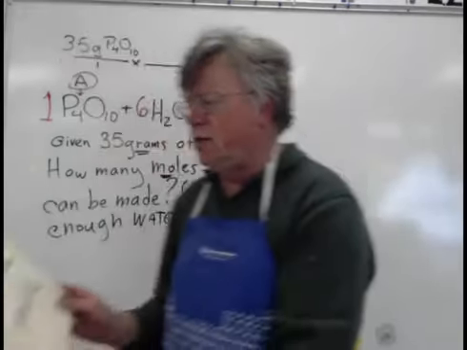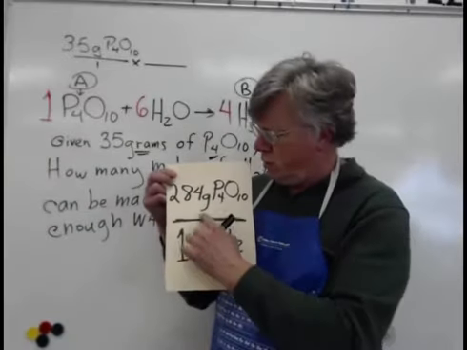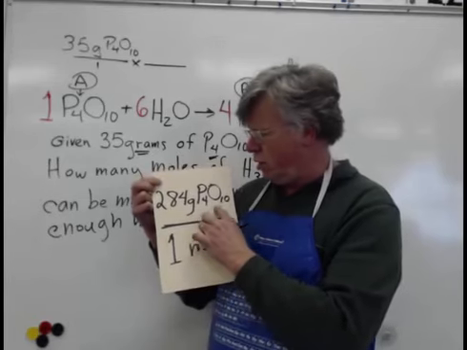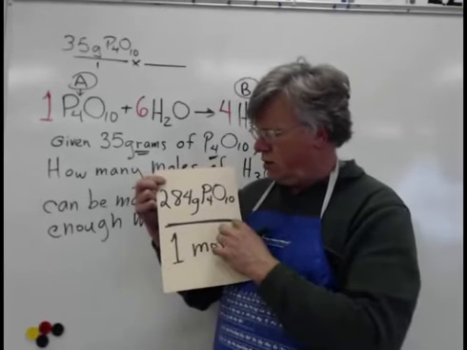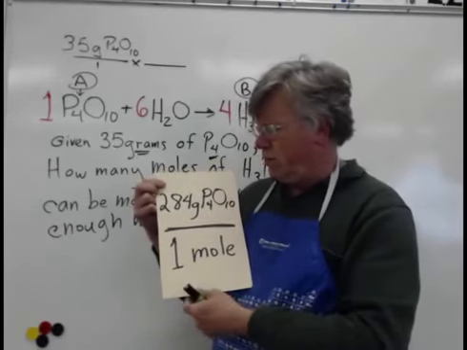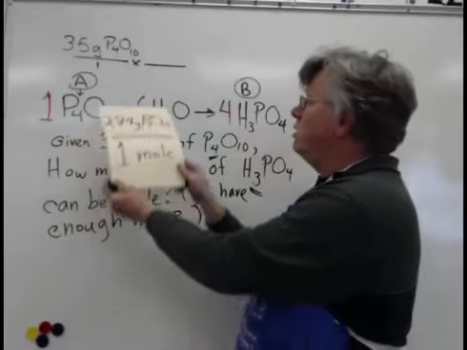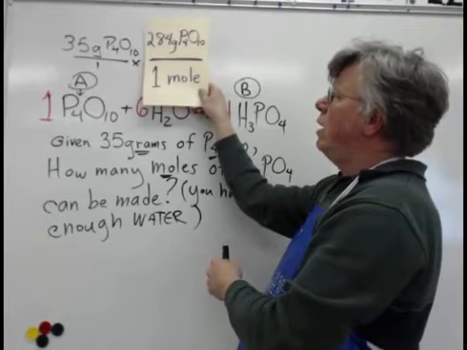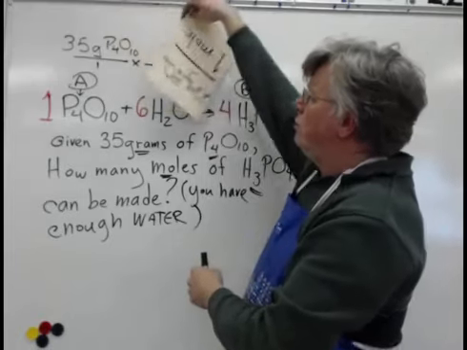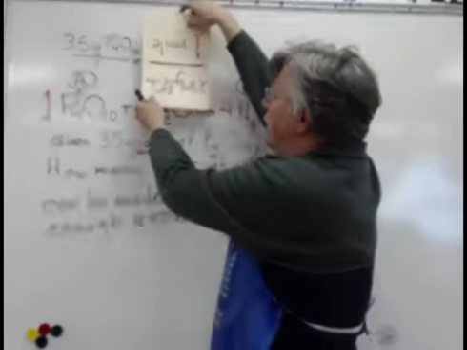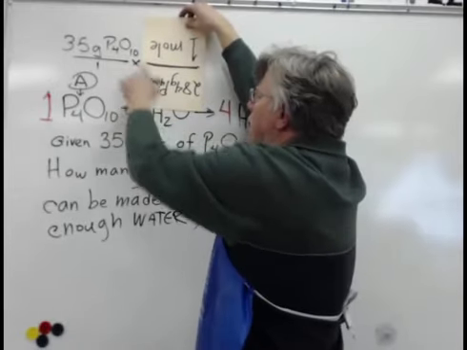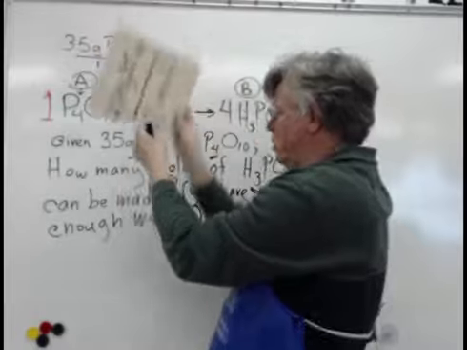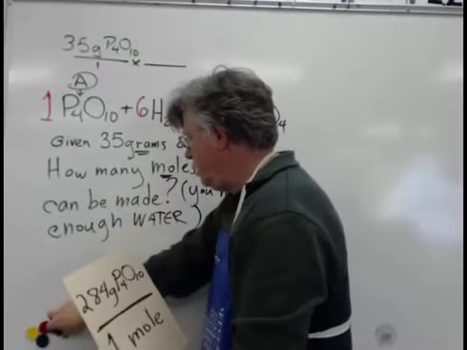That translates into a conversion factor between grams and moles: 284 grams of P4O10 is equal to 1 mole. Now this factor is the factor you need to convert from grams to moles, or I can flip it over like this, which is what I'm going to have to do in this case. I'm going to cancel grams, so 284 will be in the bottom. Okay, let me put this up so you can see.